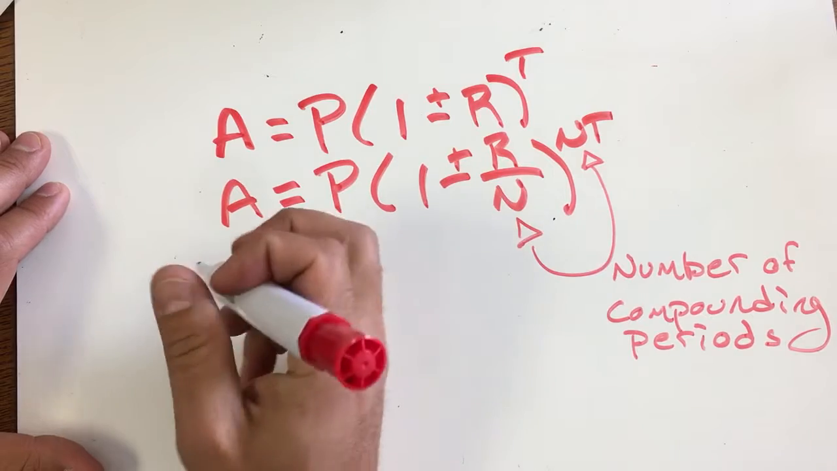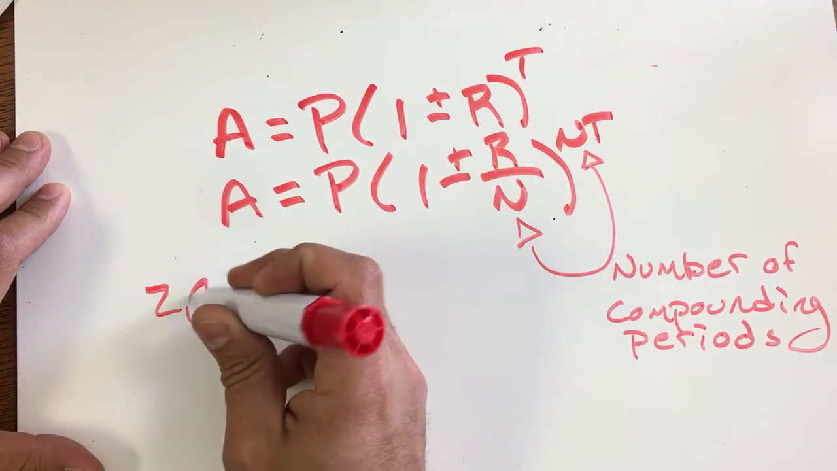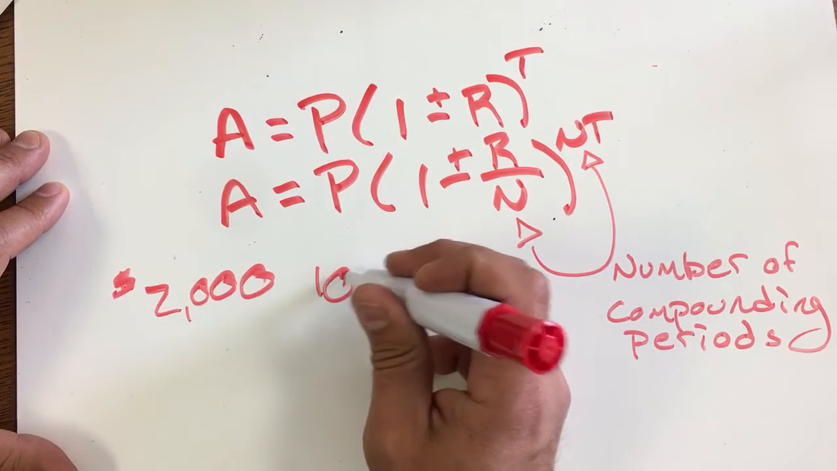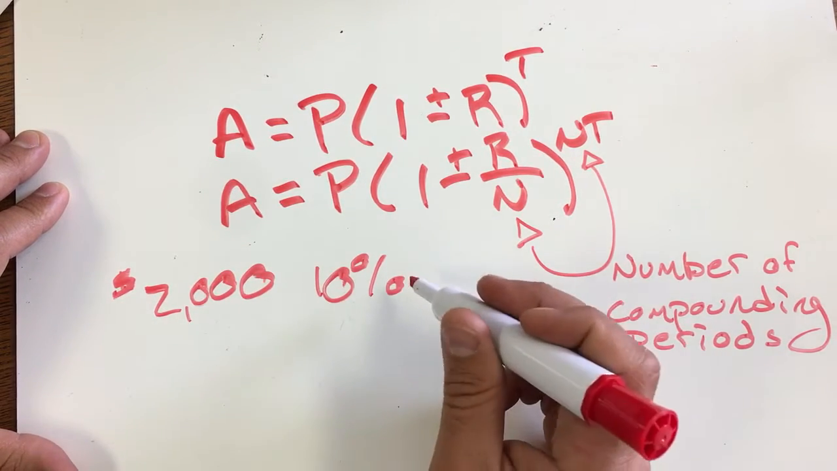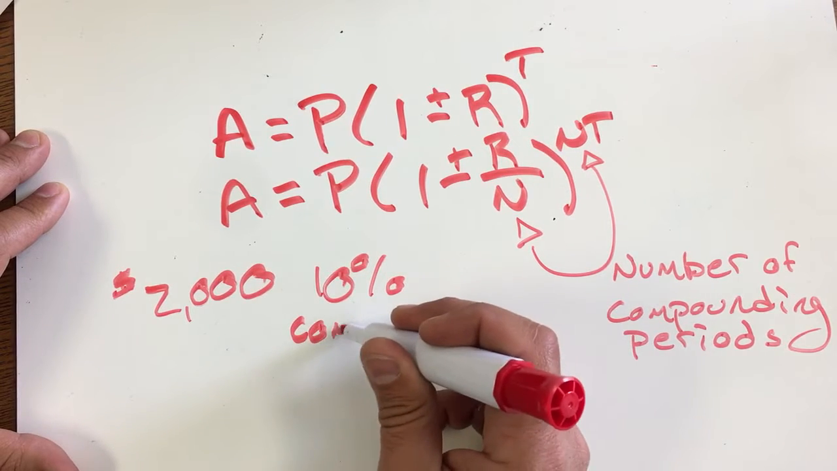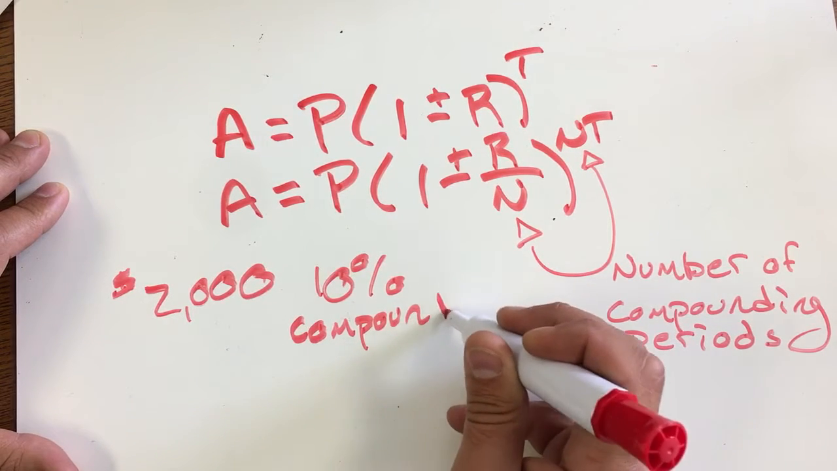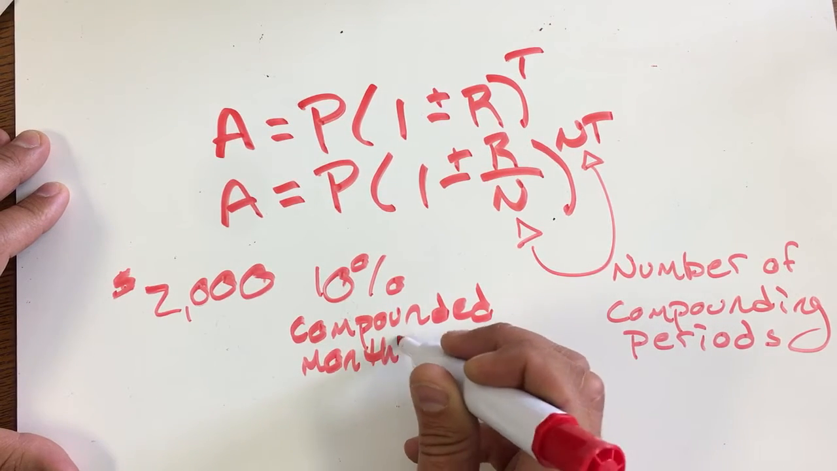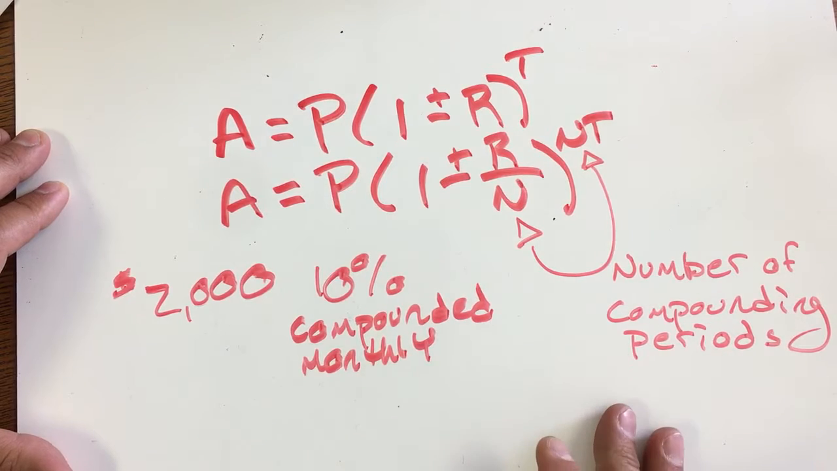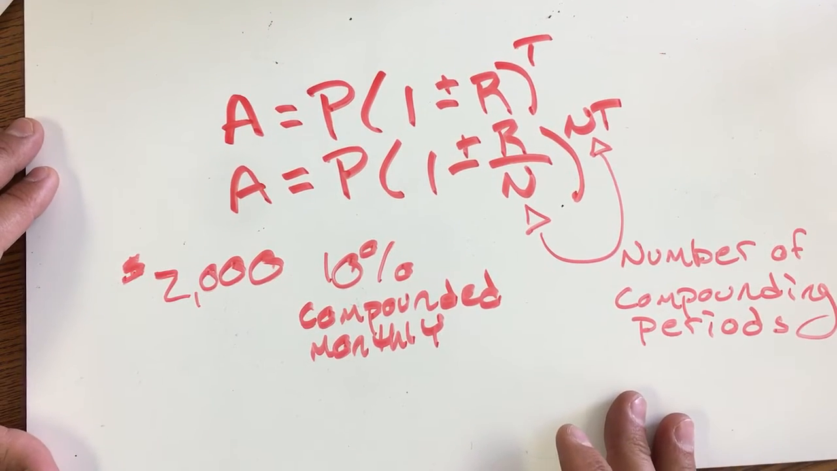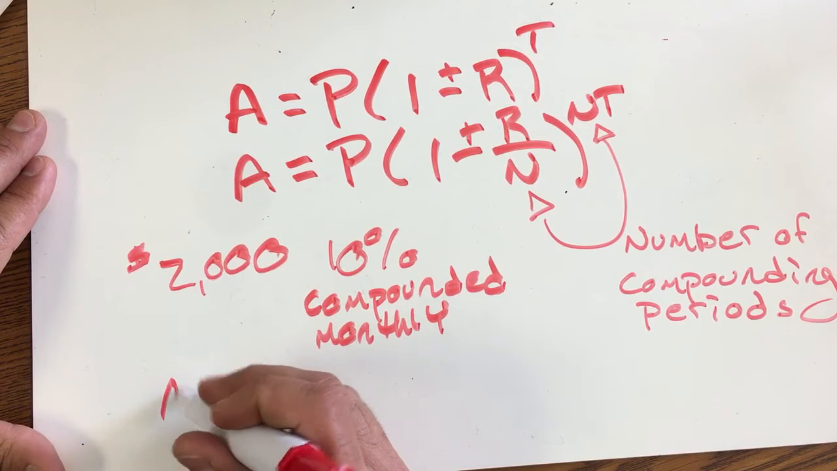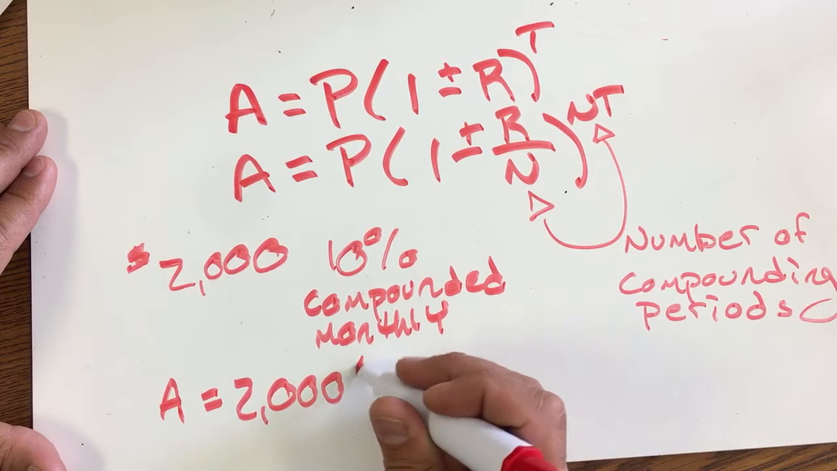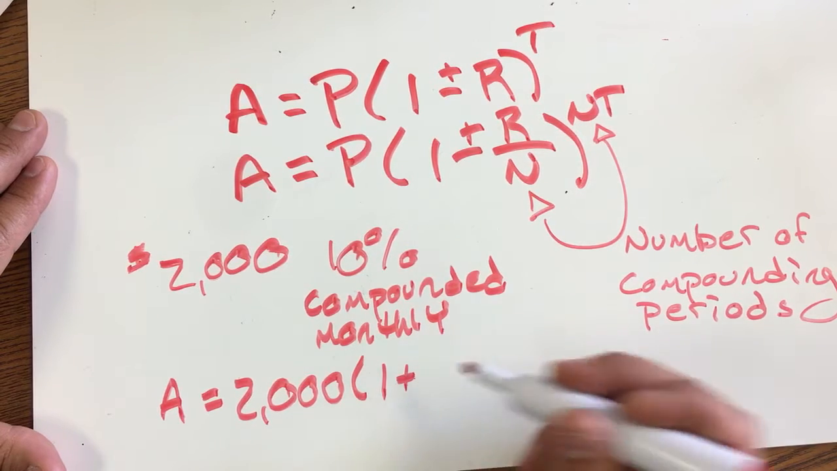So if it tells me something like you borrow $2,000 at 10% interest compounded monthly, how much do you pay at the end? So I'm going to plug in everything I know. I don't know the final amount. I do know the starting amount. That's my $2,000. I know that I'm going to be paying more, so I'm going to put plus.